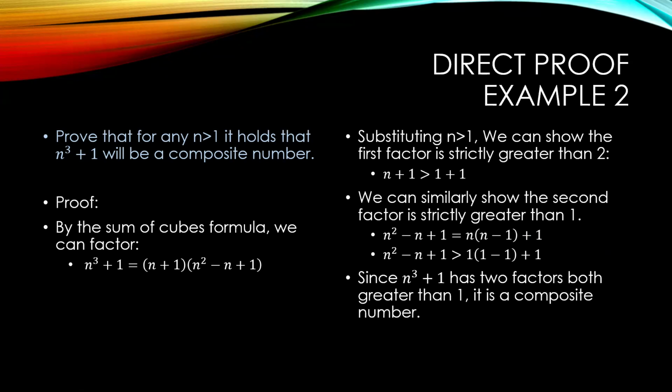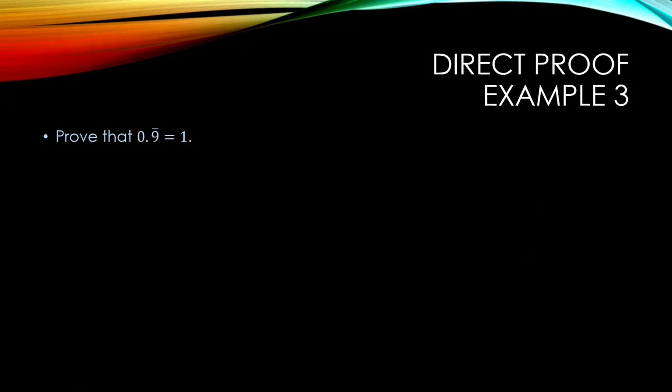Since n cubed plus 1 has 2 factors, both greater than 1, it is a composite number. There we go. Again, very much a direct proof. We start with the base definitions, we use whatever properties we have, and we get ourselves to an answer. Here's one more. Prove that 0.9 with a bar over it is equal to 1. If you'd like, pause the video and give it a shot.